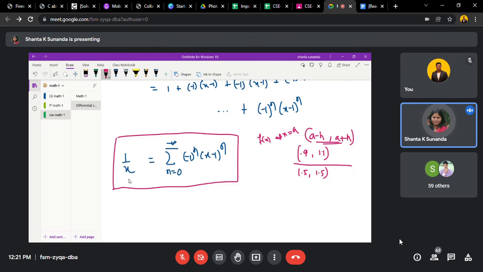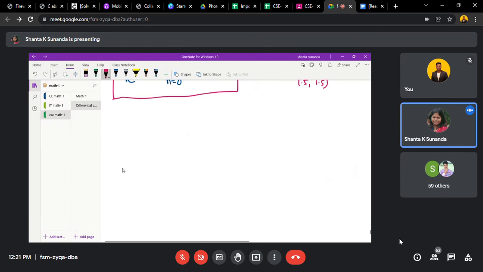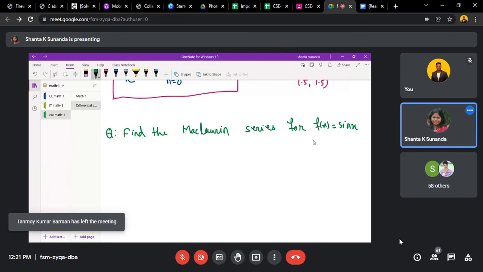Now we will look at the Maclaurin series. We have done the expansion for sin x, if you remember. Now we will do the Maclaurin series, that means at 0. So find the Maclaurin series for f(x) equals sin x. The Maclaurin series is a special case of the Taylor series where we expand about x equals 0.